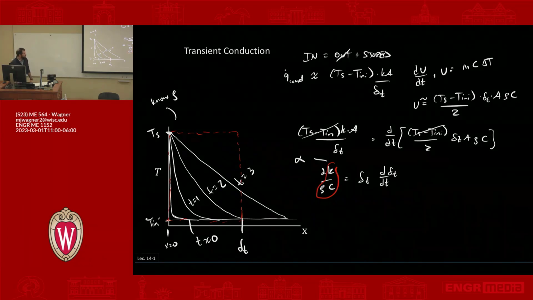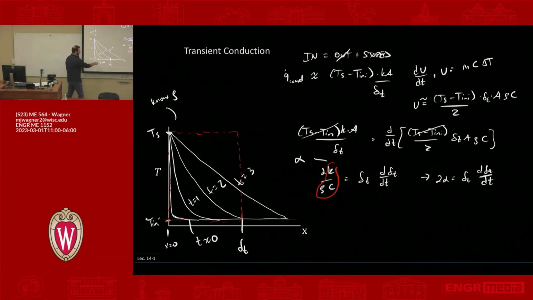Okay, so we've gotten this far. Let's rewrite it this way then. We have 2 alpha equals delta t, d delta t dt. So what we're trying to do, I guess, is come up with an approximate way of saying how long is it going to take to get to this point? Or another way of saying that is, what is this depth given some time?